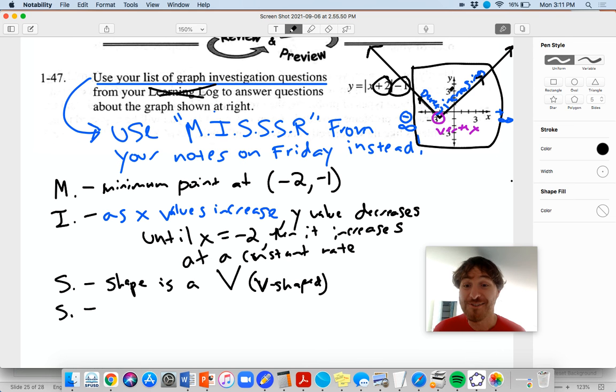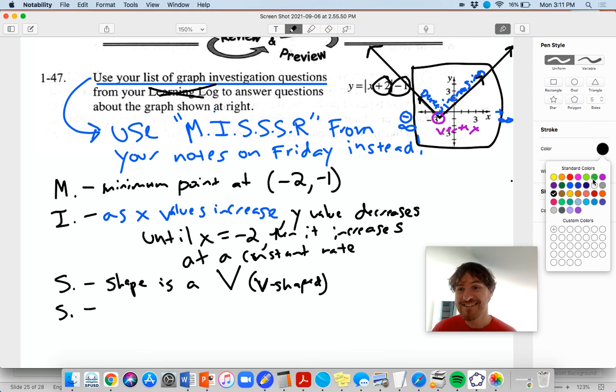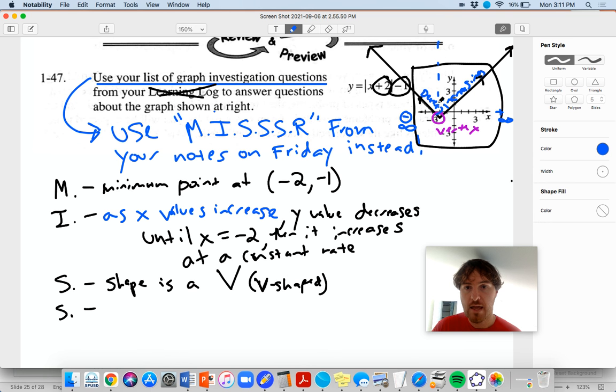So what does this graph look like? Does it look like symmetry? Yeah, it does. Totally looks like symmetry. Look, if I folded it over the vertex like this, this side over this line of symmetry right here, I'd be right over this ray right here. So yes, there is symmetry.